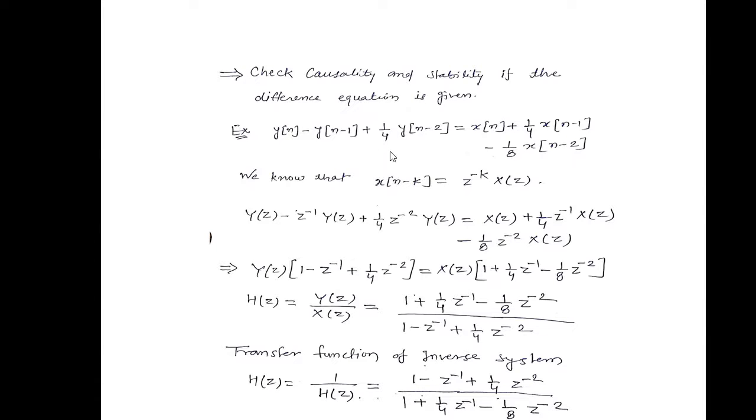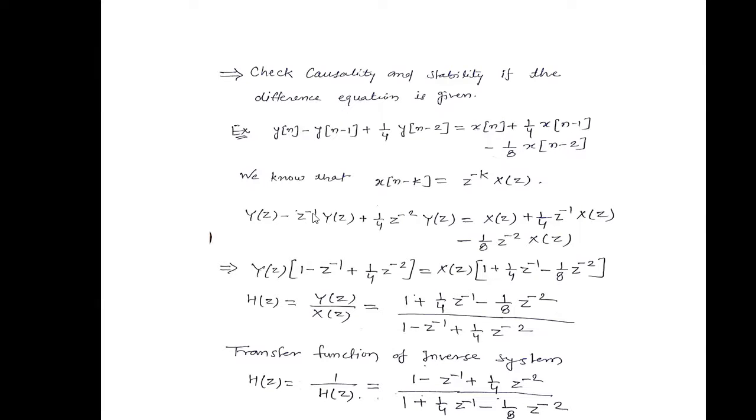If x of n has the z transform X of z, then x of n minus k will be equal to z to the power minus k X of z. X of z is the z transform of x of n, and if the signal is shifted by k points, then this X of z will be multiplied by z to the power minus k. So for y of n, the z transform is Y of z minus Y of z multiplied by z to the power minus 1. Why? Because this y of n is shifted by 1 point.